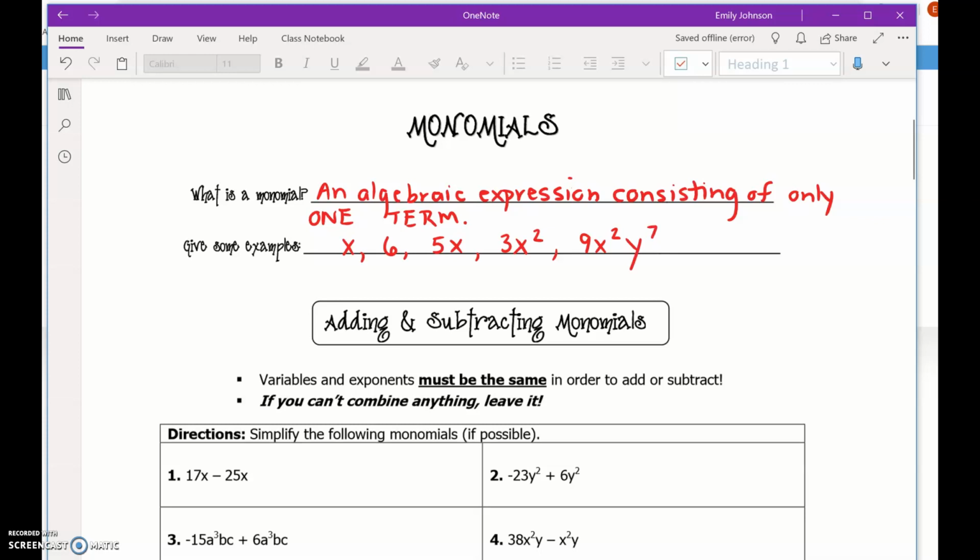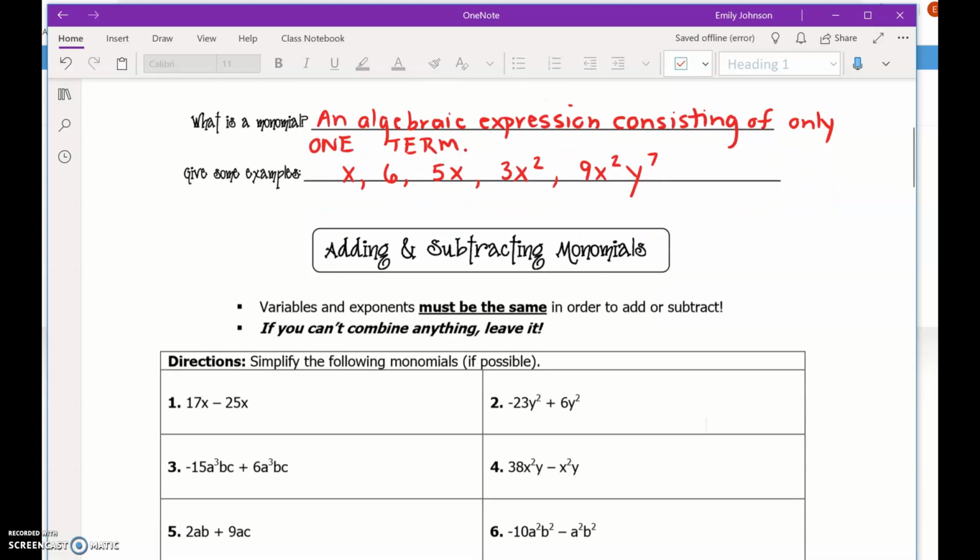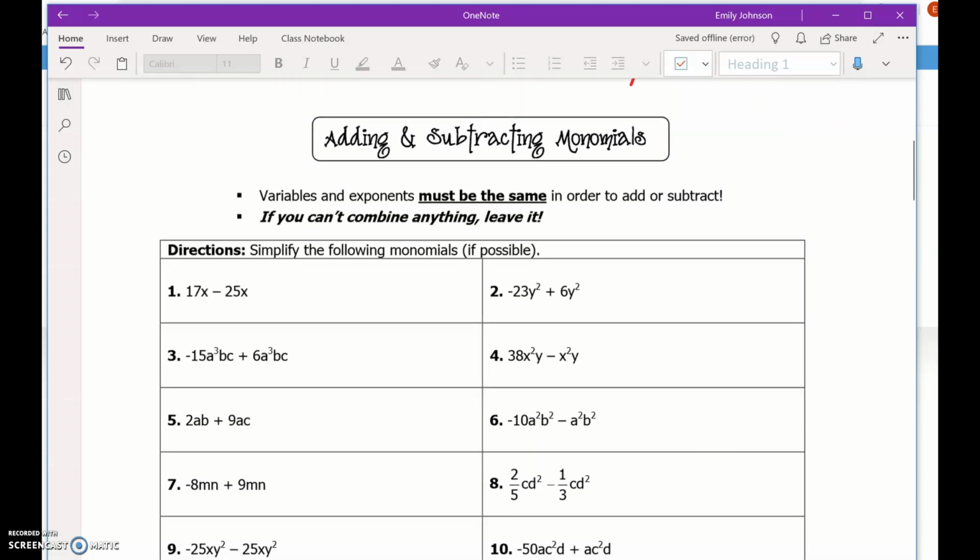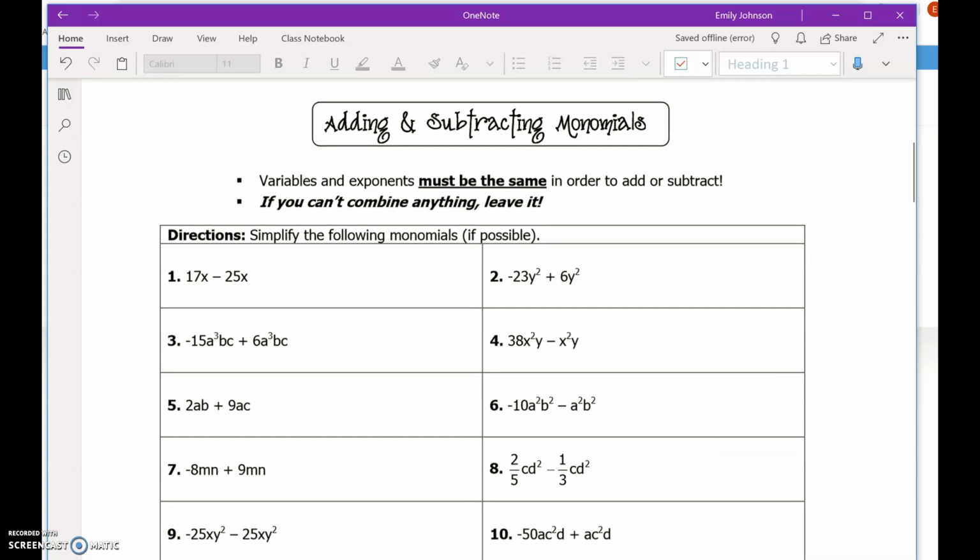All of those things that I just wrote down there are examples of what we would call a monomial, only one term. So in order to begin this, we're reviewing a skill that we have learned in previous lessons where we are going to add and subtract these monomials. And in order to do that, notice this first bullet point here. It says variables and exponents must be the same in order to add or subtract. So if you can't combine anything, you are going to leave it as it was written. You could rewrite it if you want, or you could write that it's already simplified. But please make a note that the variable and the exponents have to match in order to combine the coefficients.